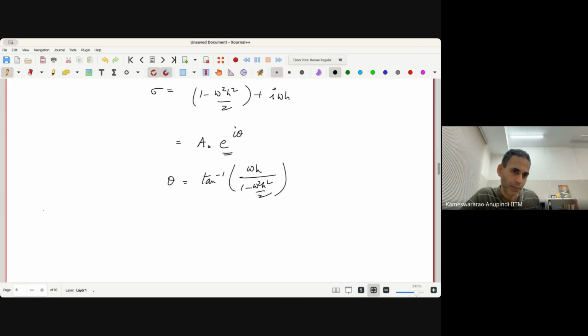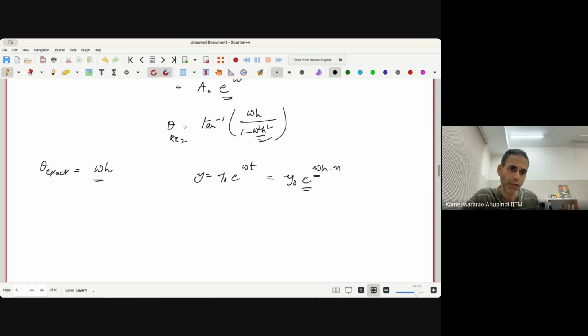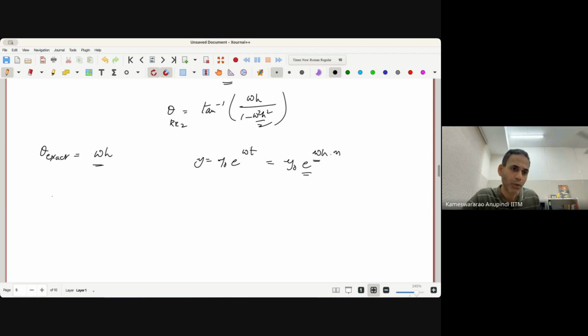But we know that this is theta for RK2. What is theta for the exact solution? The exact theta was equal to omega h. This we have established before, because y equals y naught e to the power omega t, which is equal to y naught e to the power omega h times m. So the phase is given by omega h for each time step. So it is the exact. But we want to know the phase error, that means we want to calculate theta exact minus theta RK2.